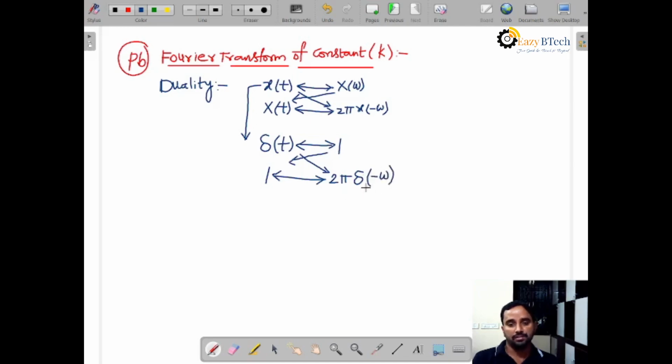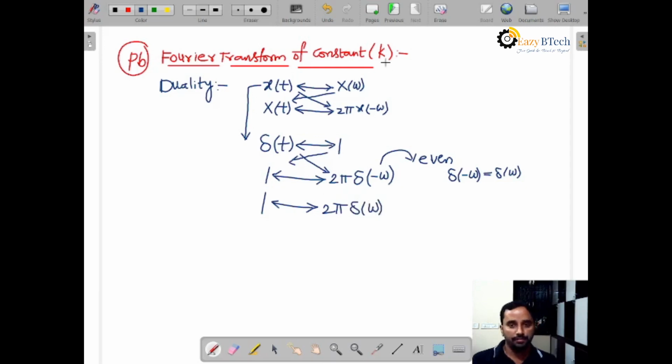Right or not? The impulse is an even function. Therefore delta of minus omega is delta of omega. So the Fourier transform of 1 is 2 pi delta of omega.